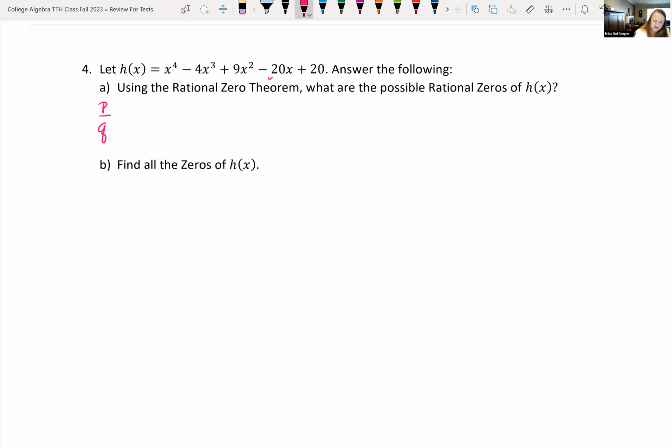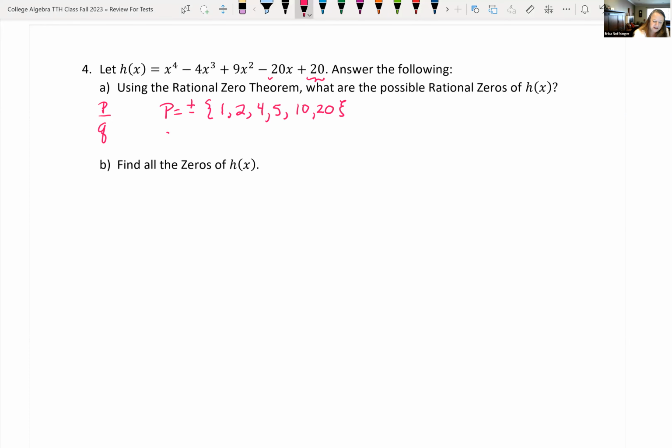P are factors of our constant. So numbers that go evenly into that constant, in this case 20. So plus or minus, positive and negative, that's probably better to say. 1 goes into 20, 2 goes into 20 evenly, 4 goes into 20 evenly, 5 does, 10 does, and 20 does.